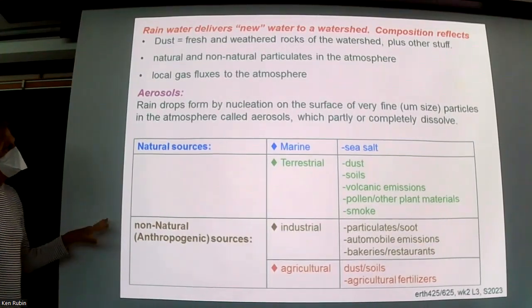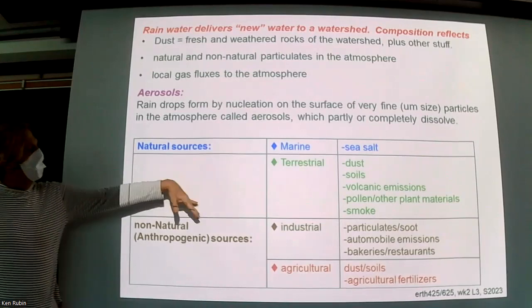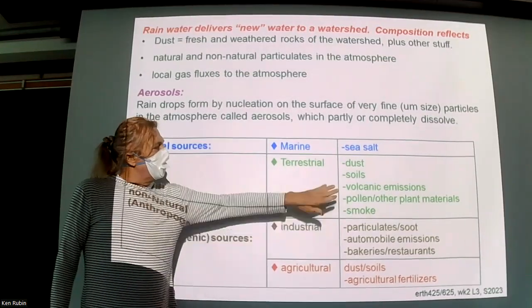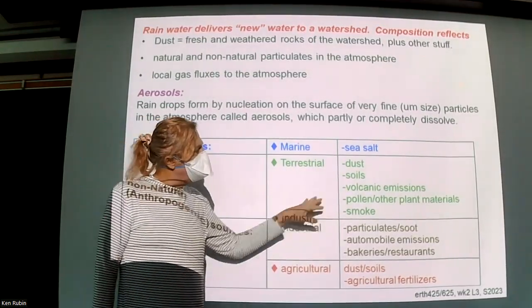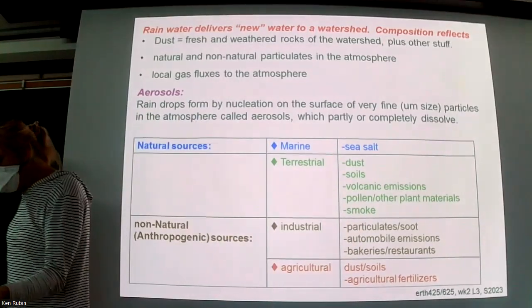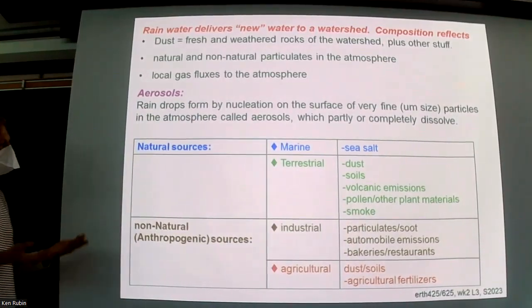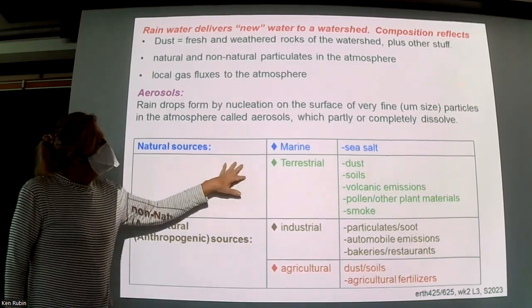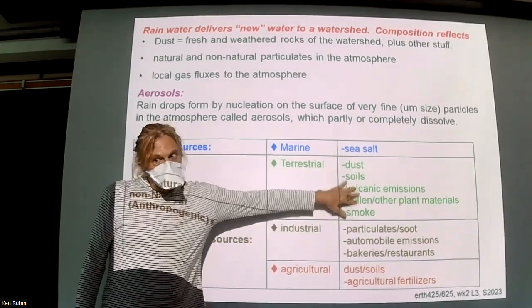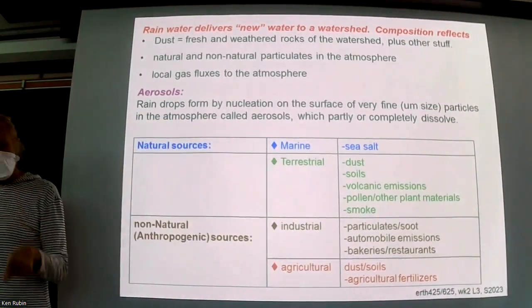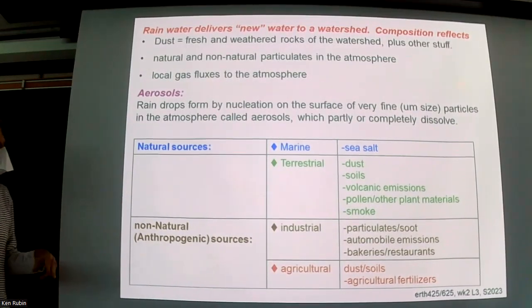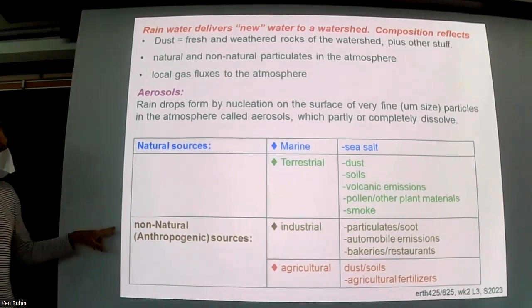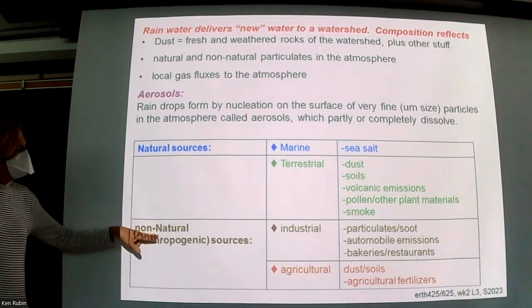But you also have terrestrial particulate inputs: dust, soil particles, volcanic emissions in our case, pollen, other plant materials, smoke. And you can imagine how some of these things, in this case, I've listed them all in natural categories. All these things get into the atmosphere. But humans can enhance some of these things, particularly dramatically. And then added to that are these non-natural particle sources.